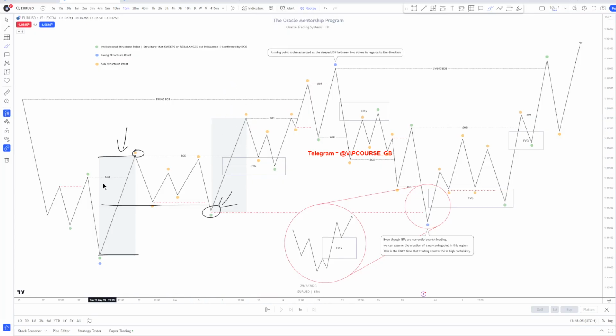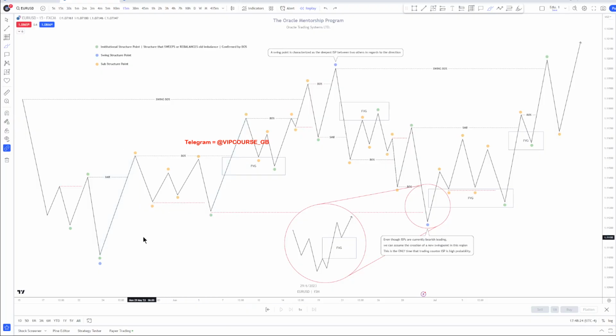Okay? So if it breaks here, this is simply internal structure. This is all substructure. And it is not a confirmed ISP until it breaks out of here. Okay? We're going to get into why ISPs are so important in the following segments, but for now, we're just going to focus on how to map and characterize each one of these structures in our 3-class system.